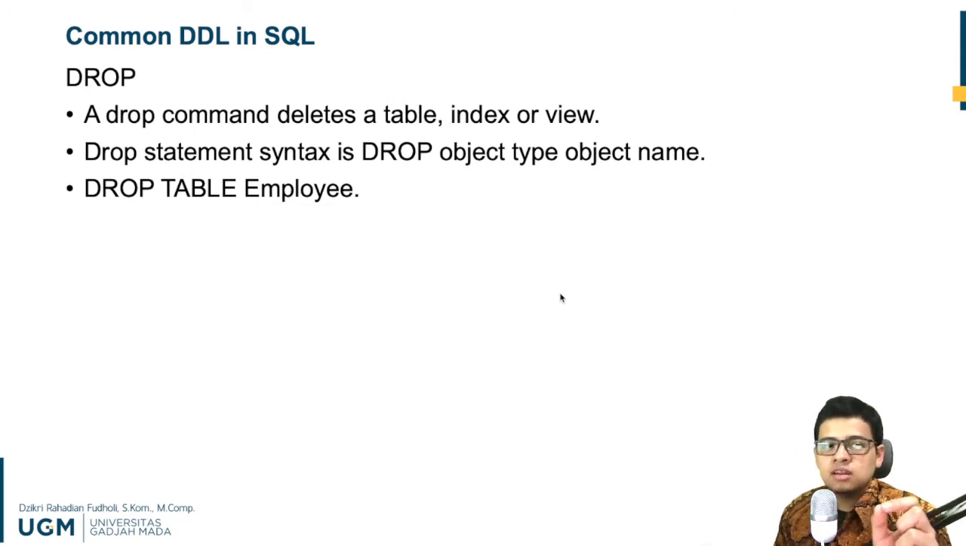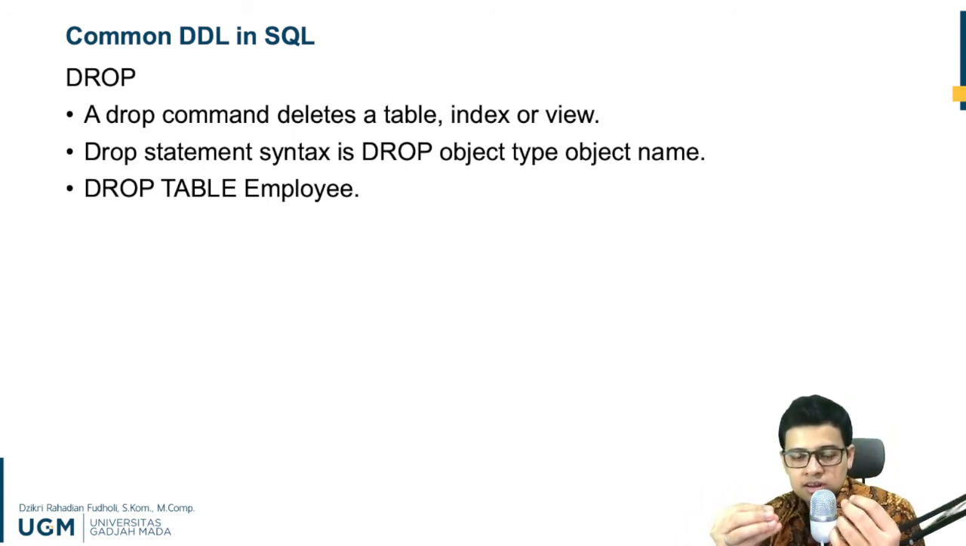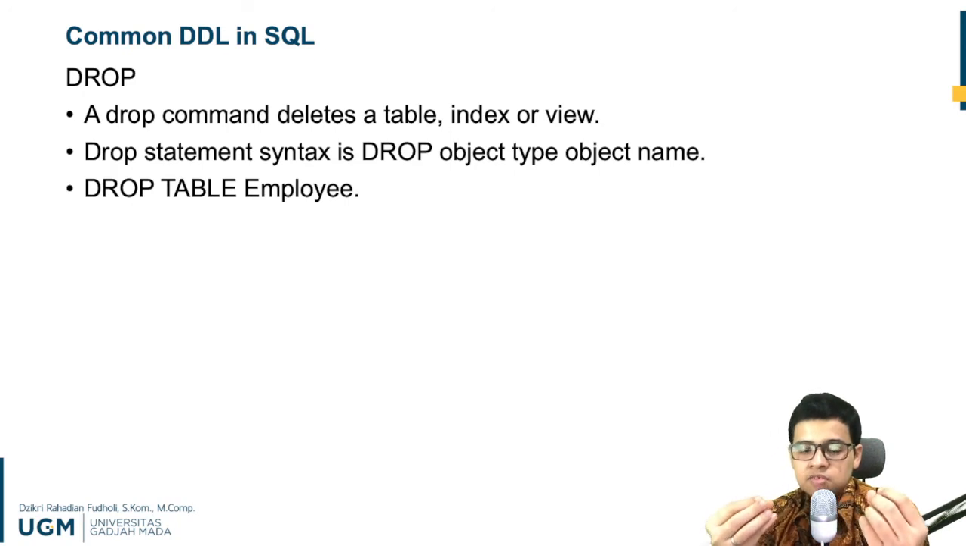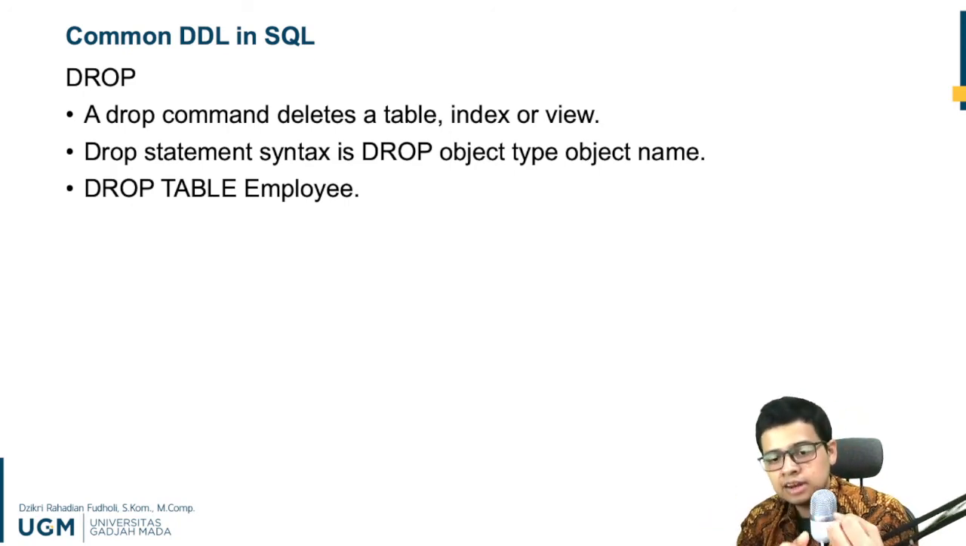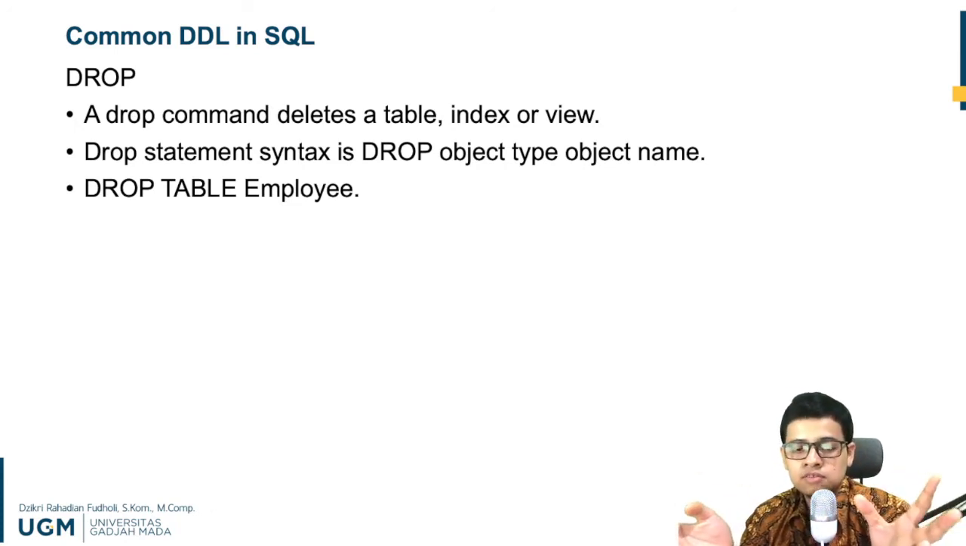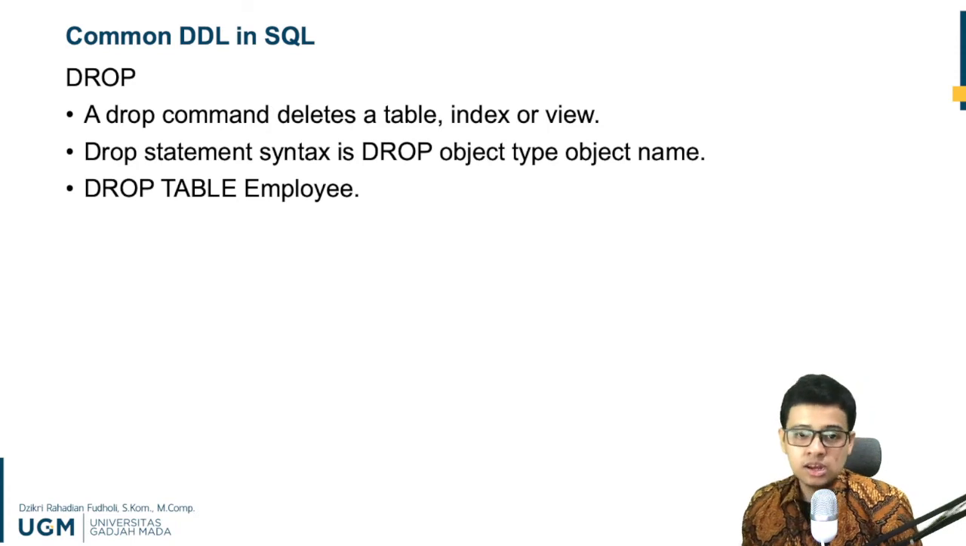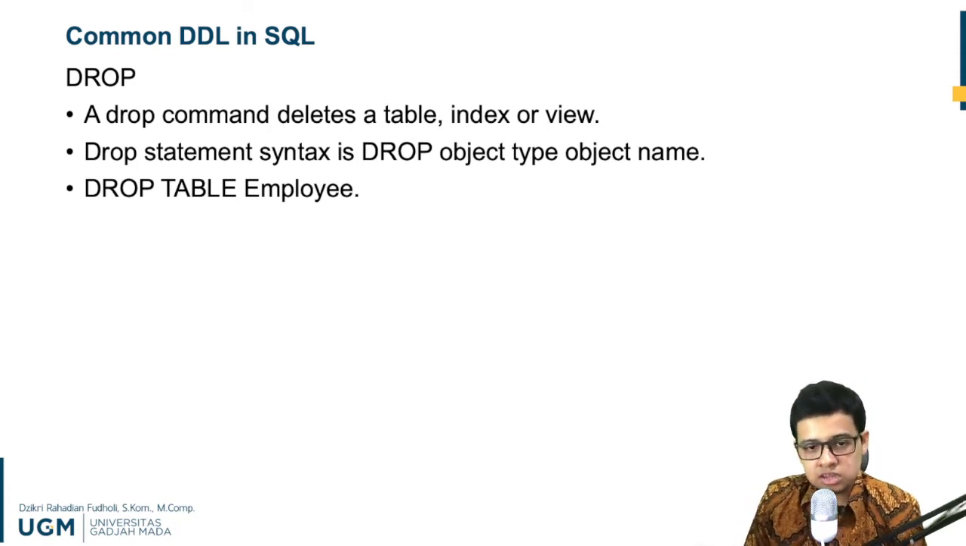The last one is drop. If we want to alter a table, we can add a column, delete a column, and change a column. But alter itself is not for creating a table or deleting a table, because those are different commands. Here we have the drop command. This one is to delete a table, an index, or a view.